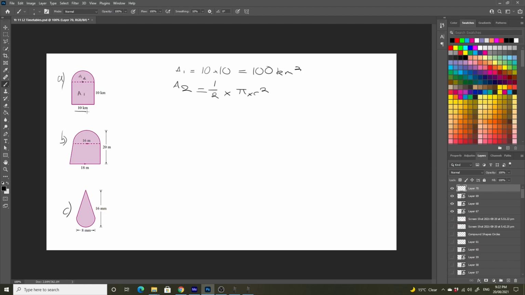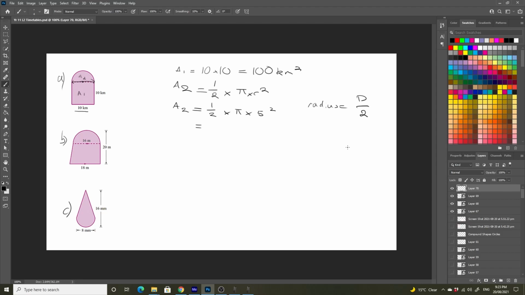But we've only got this length here, but we notice that these two lengths are equal. And if we have a line that goes straight across from one side of the circle to the other through the center, we know that this is the diameter. And we know that the radius is going to be equal to the diameter divided by 2. So the diameter divided by 2 is 5 kilometers. So A2 is going to be equal to half times pi times 5 squared.